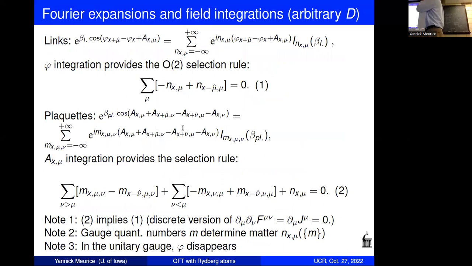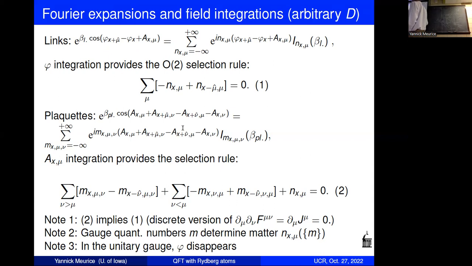And now when you do the Fourier expansion, like I explained for the O2 model, you will get something like the O2 selection rule. So you have the n's, and these n's are attached to the links, and these n's are attached to the plaquette. And so this is a discrete version of the Maxwell equation with source.